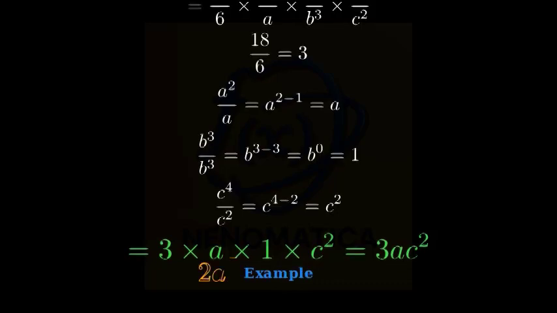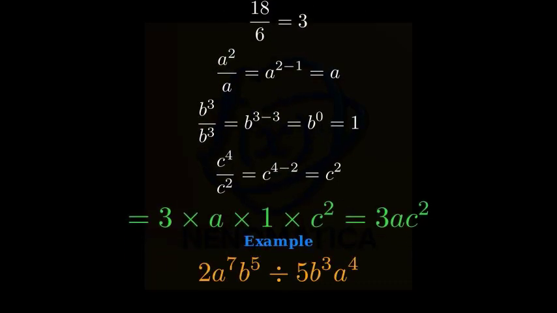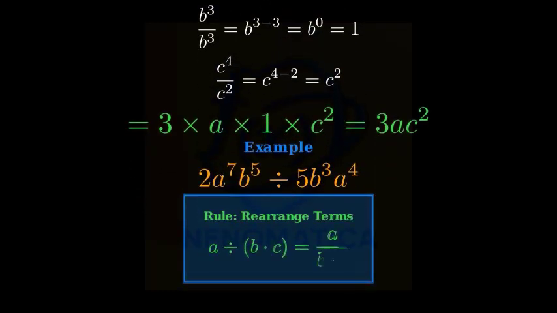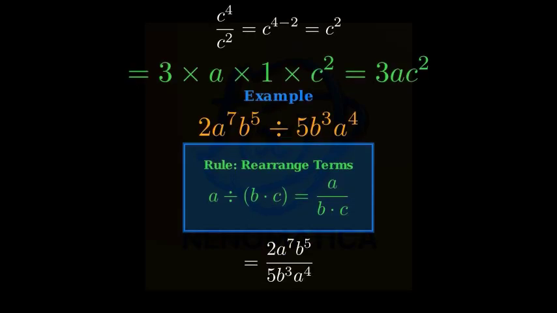We need to simplify 2a to the 7th power b to the 5th power, divided by 5b cubed a to the 4th power. Let's rewrite this as a fraction. Now we'll rearrange as fractions of like terms. We get 2 divided by 5 times a to the 7th divided by a to the 4th times b to the 5th divided by b cubed.